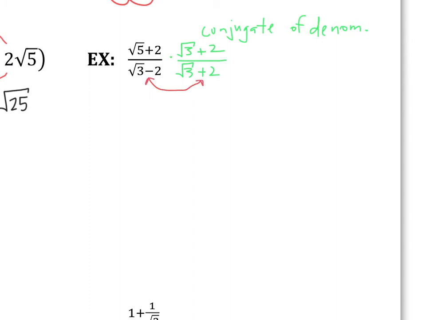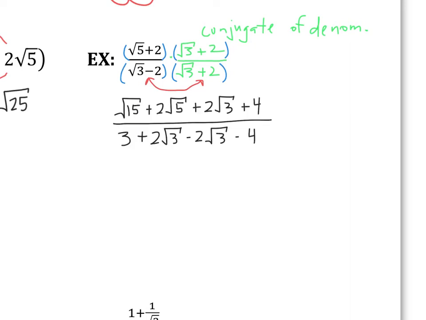And now this just becomes a foiling problem. So I'm going to put parentheses around the numerators, and we're going to FOIL the numerators, and parentheses around the denominator, we're going to FOIL the denominator. I'm going to give you a second. I want you to do that portion on your own, then come back and check your answer when you're done. So just FOIL the numerator and the denominator, and then we'll go from there.